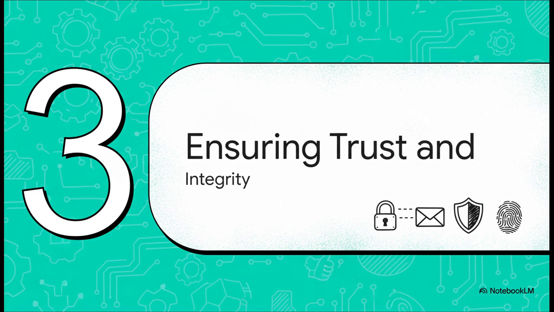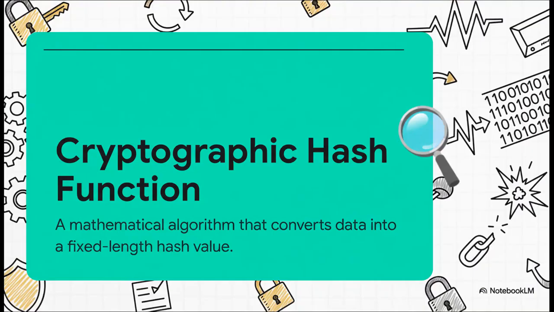How do you know the message you just got is the exact one that was sent? What if someone messed with it on the way? We also need to be able to guarantee trust and, really importantly, integrity. And that's where something called a cryptographic hash function comes into play. The easiest way to think of this is like a unique digital fingerprint for your data.